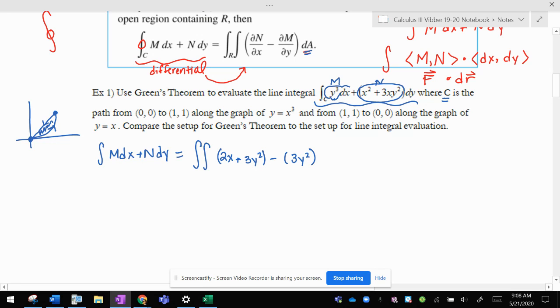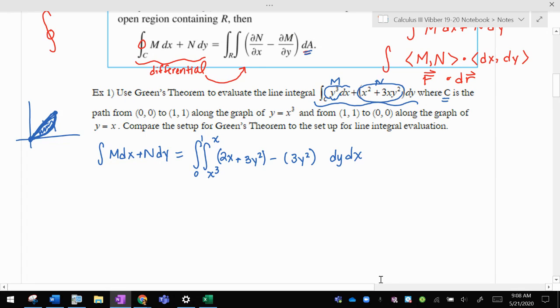And since my region looks like it's vertically simple, I'm going to go with dy dx. And my top y line is y equals x. And my bottom y curve is y equals x cubed. And then x is being traversed from 0 to 1. And that's the double integral that I can now evaluate in order to figure out the value of this line integral overall. So I'm going to evaluate this double integral.